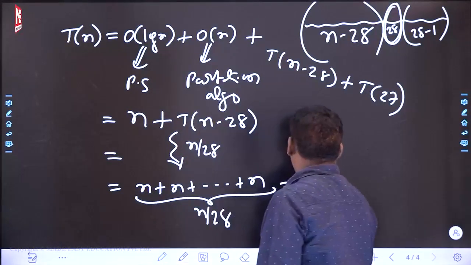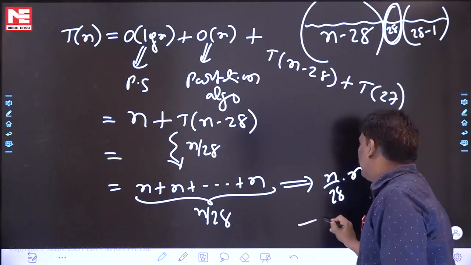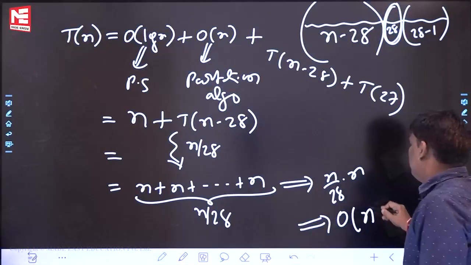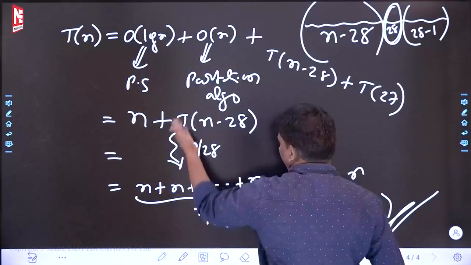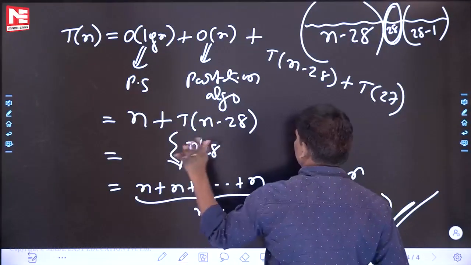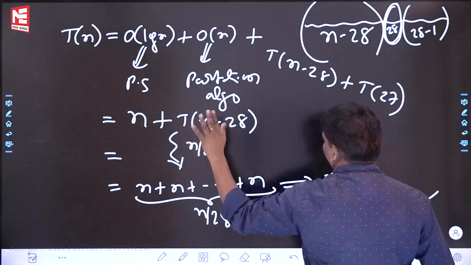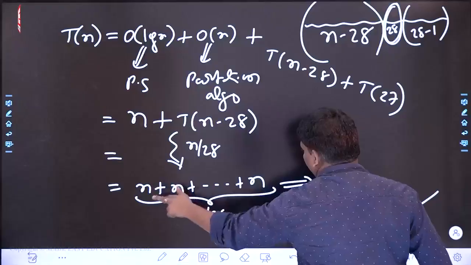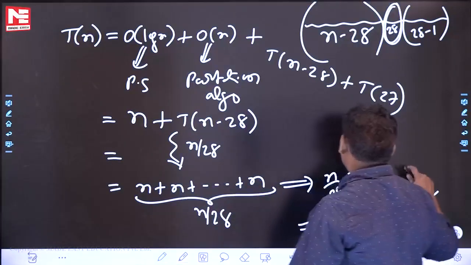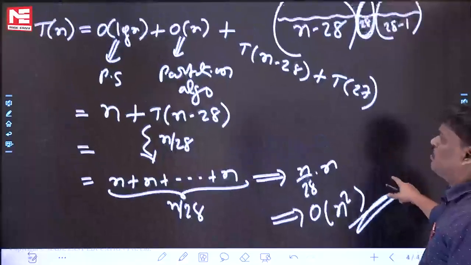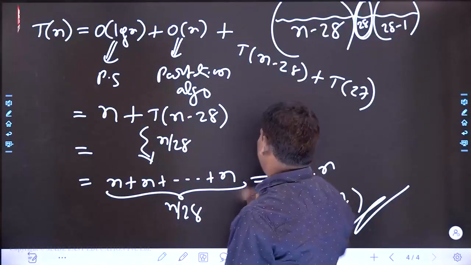So final answer is going to be, what is the answer? N by 28 into n. Final answer is big O of n square. If you want, you can try this also. Indirectly, directly same story. Every time you are subtracting 28, n by 28 levels will come. Everywhere approximately n. So n by 28 times n, big O of n square. It is something like constant elements on one side, remaining on the other side, something like that.